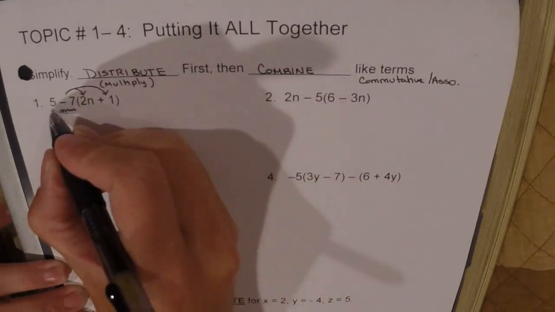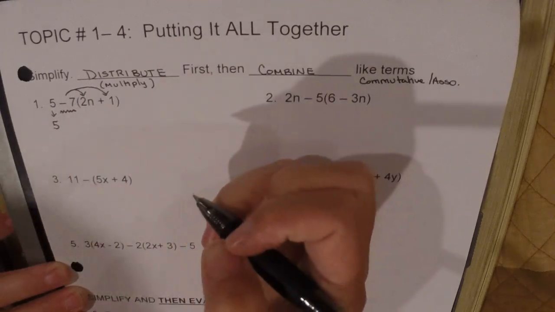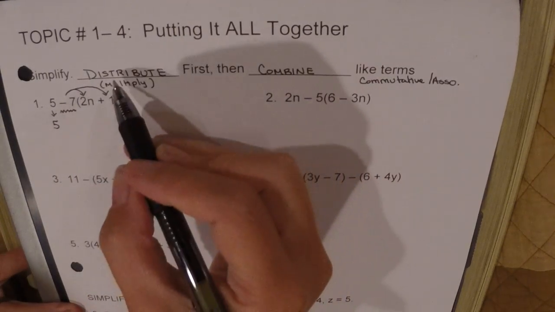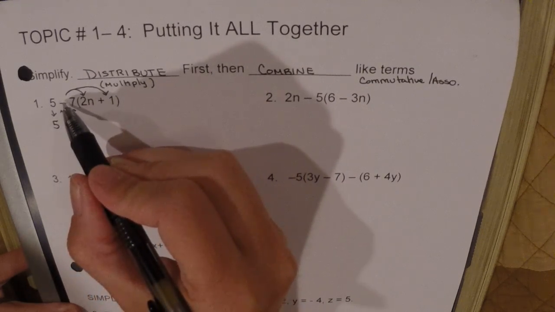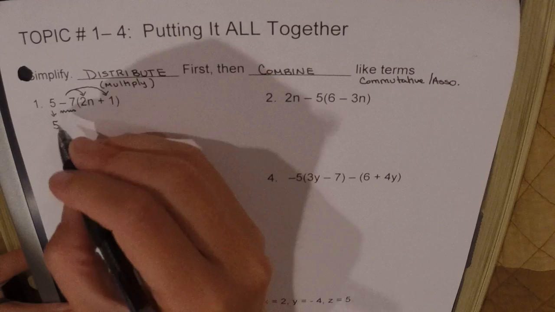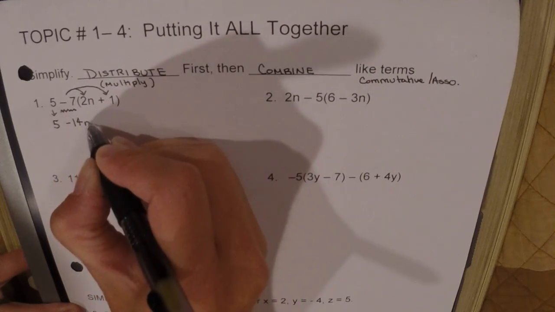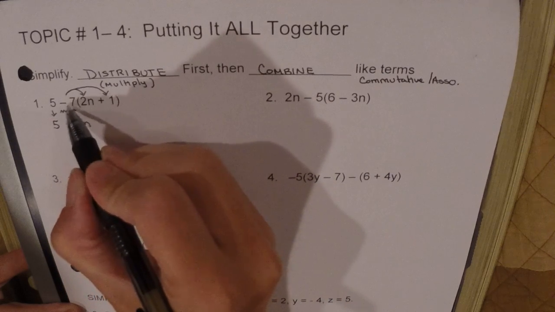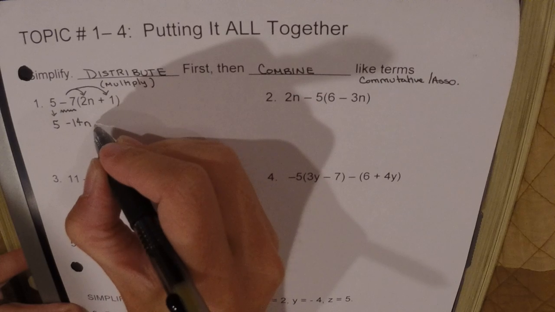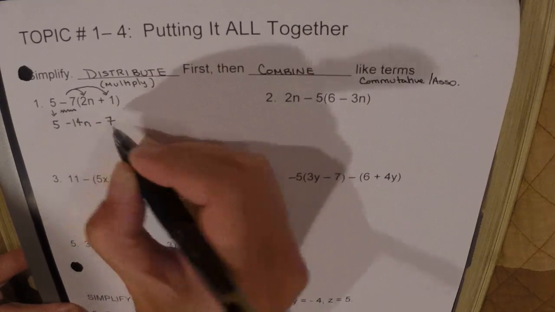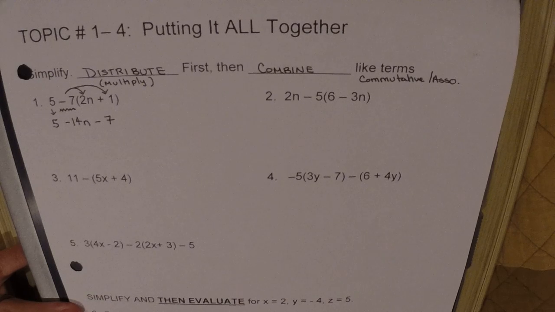So the first thing we're going to do is just bring this 5 straight down. So I bring down the 5, and now I'm going to distribute or multiply by the negative 7. So negative 7 times 2 would give me negative 14, and then I still have the n. And then negative 7 times, this is a plus, so positive 1 would be negative 7. So there's our first step. We did go ahead and distribute.